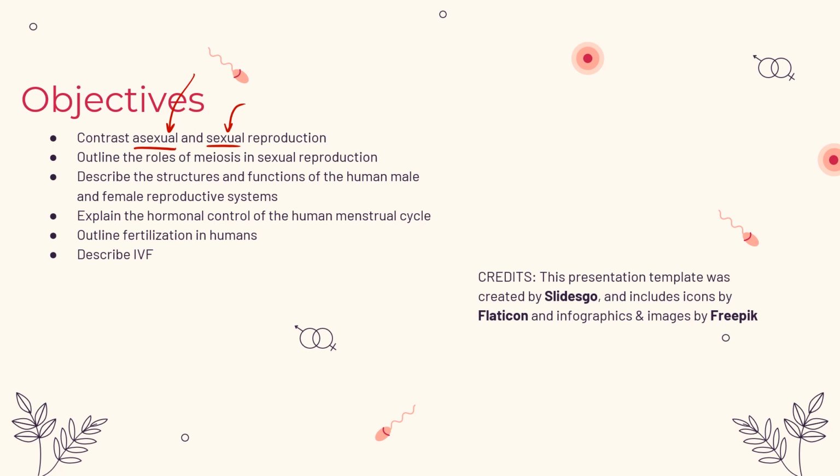We talked about the roles of meiosis in sexual reproduction, producing those gametes so that we can have fertilization occur. We talked about structures and functions of the human male and female reproductive systems. We talked about the hormonal control of the human menstrual cycle, those 4 hormones that are so important for that cycle. We talked about fertilization, those different stages involved, and then IVF as a backup plan for natural methods of pregnancy.